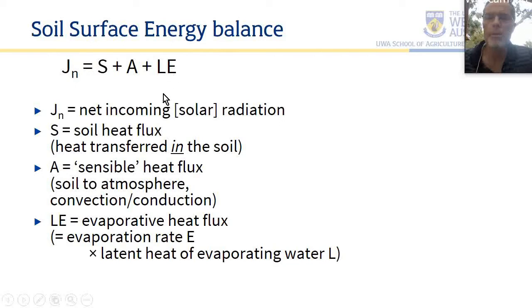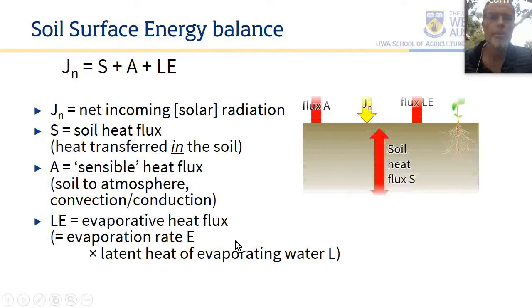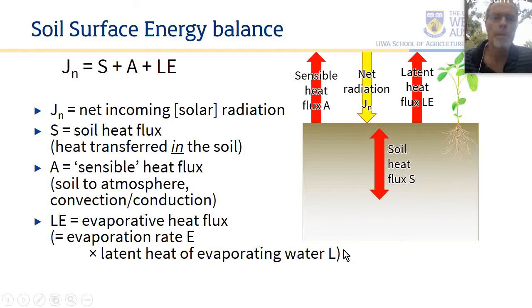And there's also what we call the latent or evaporative heat flux leaving the soil, which is a function of the evaporation rate, E, times the latent heat of the evaporating water. Okay, and what that means basically is that it takes solar energy to evaporate water, and so the change in phase from water as a liquid to water vapor is effectively an energy loss from the soil system. And diagrammatically it looks a little bit like this.